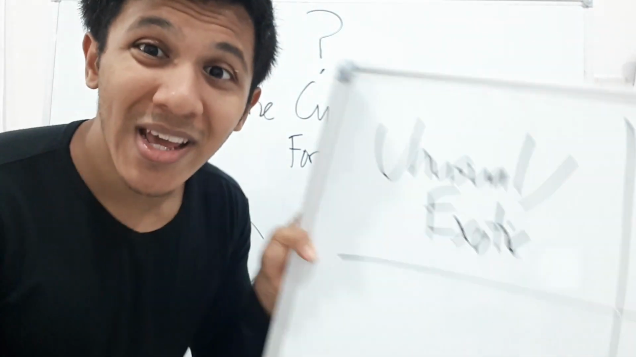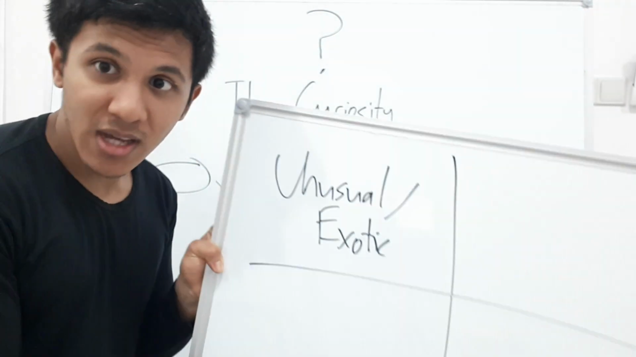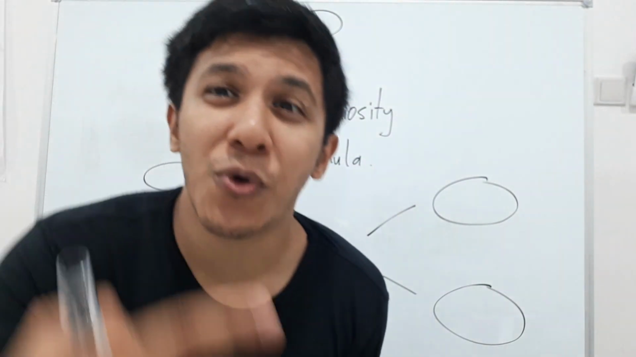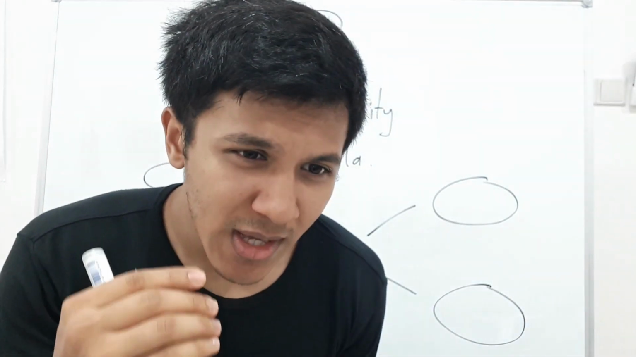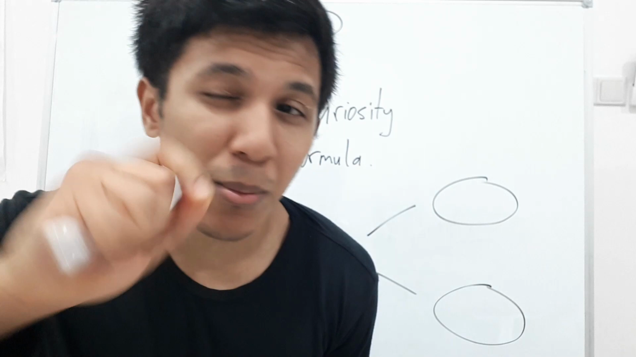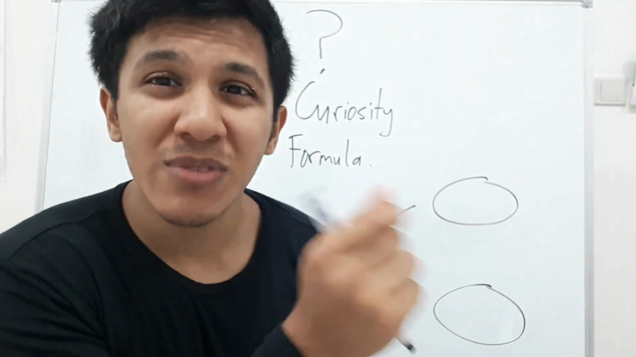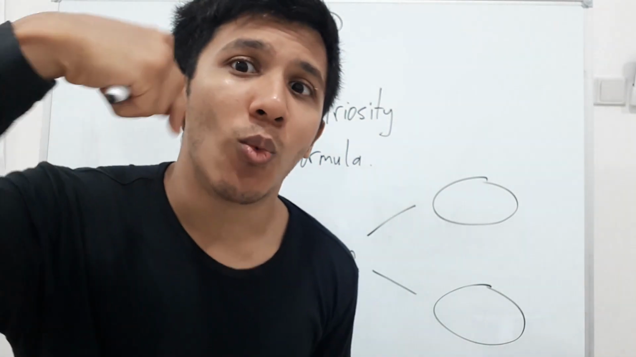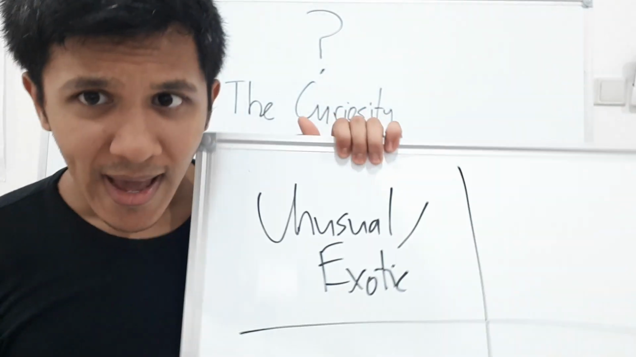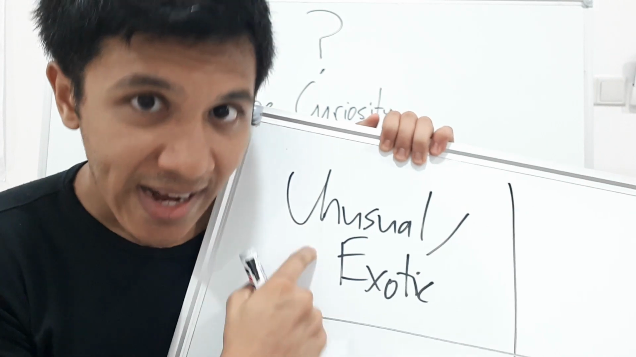So number 1 is unusual and exotic. It's sort of like science, it's sort of like a formula, a math thing. If you plug in a certain algorithm, if you manipulate certain variables, you achieve a certain outcome. And so one of the variables in this case is having an unusual or exotic headline.